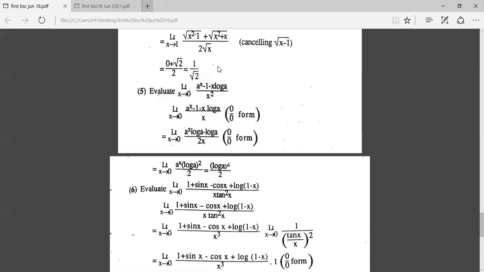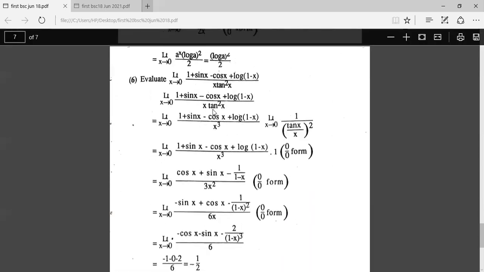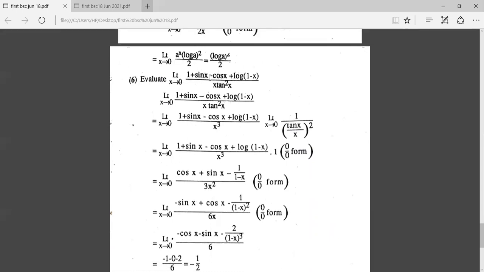Now let us take another problem, rather a lengthy one, the sixth problem. Evaluate limit x tends to 0 of (1 plus sin x minus cos x plus log of 1 minus x) whole divided by x tan square x. Remember, x tends to 0 here.